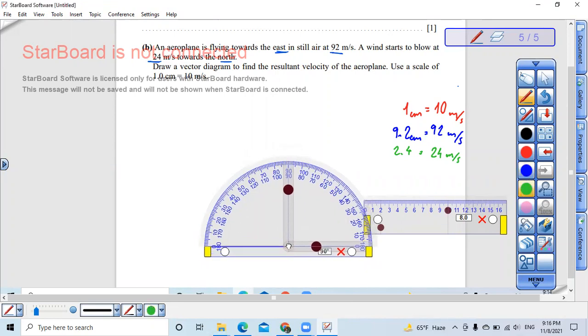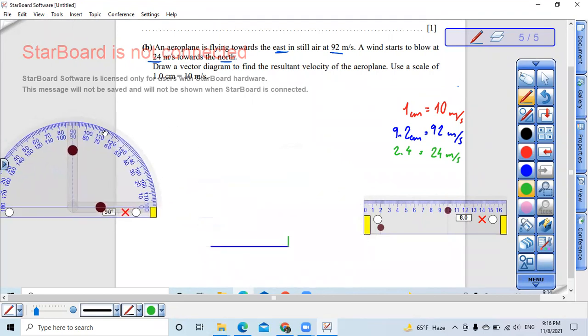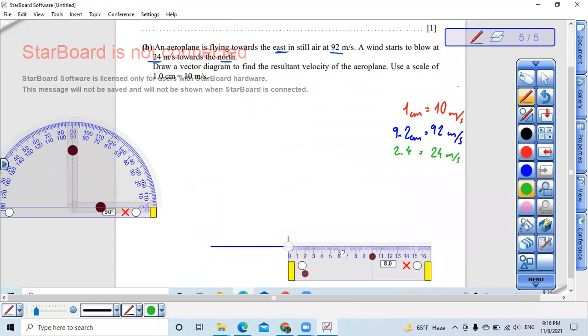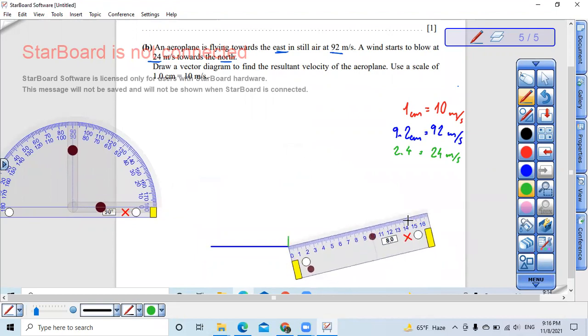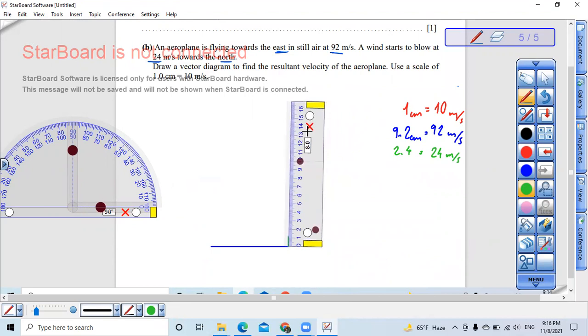This is my other velocity. It will be starting from here. Okay, how long will it be? I will now use the ruler again to put it like this and see how many centimeters it will be. It will be 2.4 centimeters. So this is 1, 2, 2.4, like this until here. Okay.